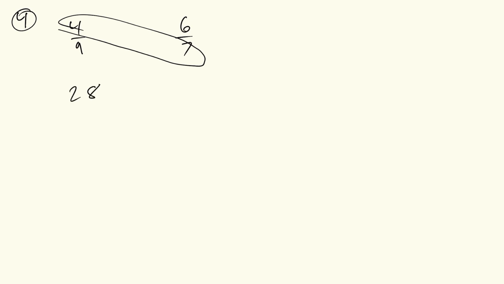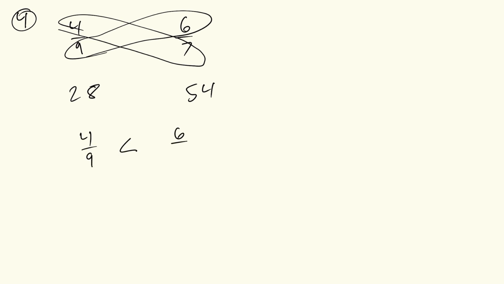For the next problem, let's try 4 over 9 and 6 over 7. Now, once again, pause the video and try to do this on your own. But the process is ultimately the same. We cross multiply 4 and 7. That gives us a value of 28. And then we cross multiply 9 and 6. That gives us a value of 54. So obviously the fraction on the right is larger. 4 over 9 is less than 6 over 7.